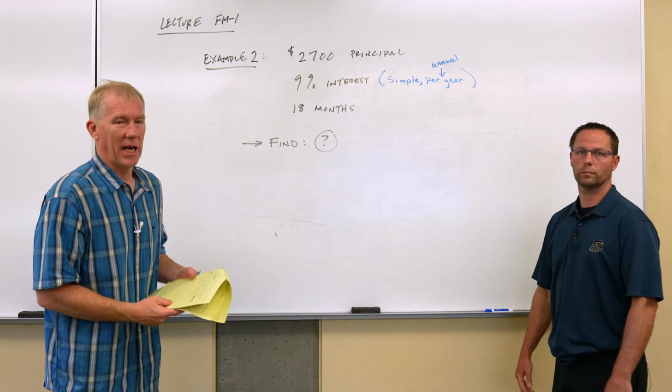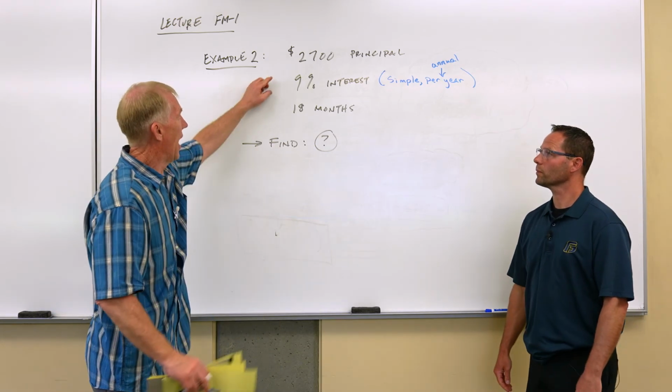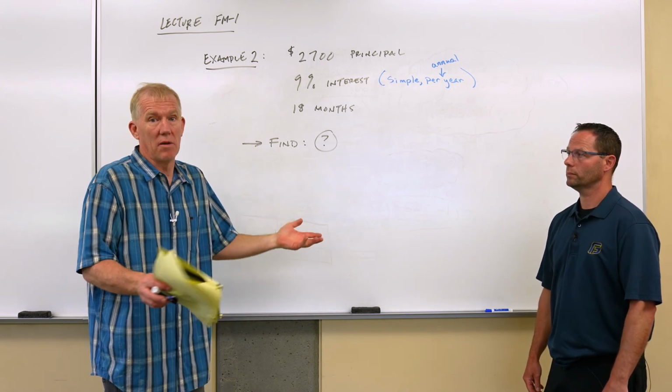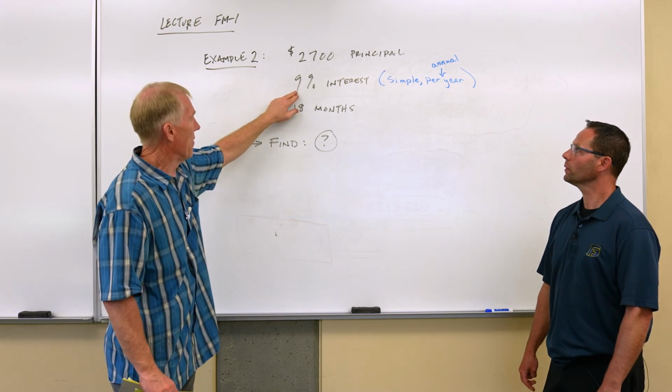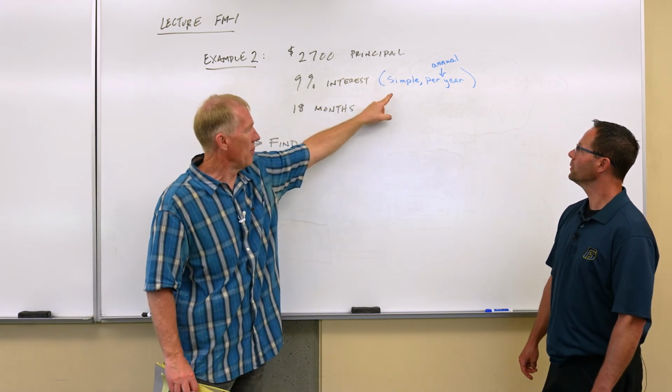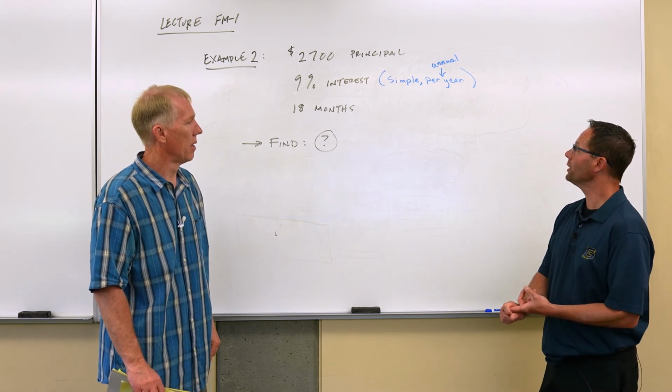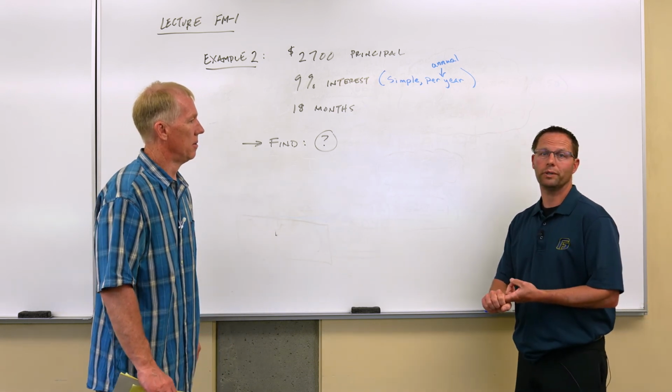Okay, for our second and final example, we have a $2,700 principal. And notice I'm not saying if it's a loan or an investment because I don't care. And we have 9% interest. And Pete, there's a couple implications, aren't there? Yeah, so it's simple interest. That's all we've talked about so far. And it's annual interest, which means it's yearly interest.